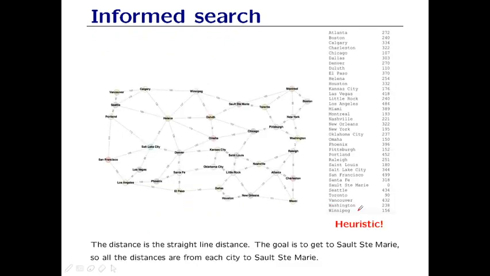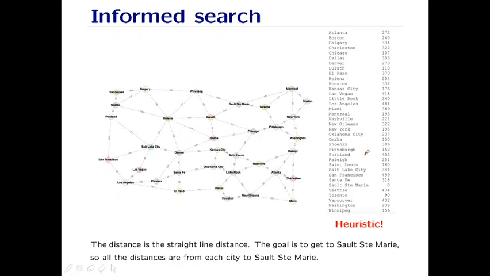Here they have given you the map, that is all the different locations, and they have given you the distance between them. These are the heuristics, basically the closest path numbers through which you can reach your goal. So what is your goal? Your goal is to get to Sault Ste. Marie. You have to reach Sault Ste. Marie, and these are all the distances.